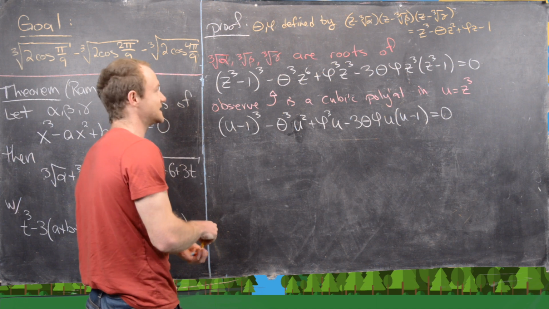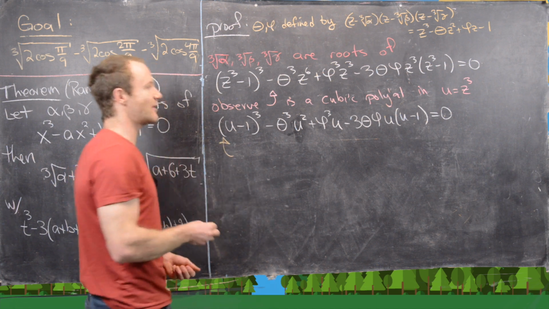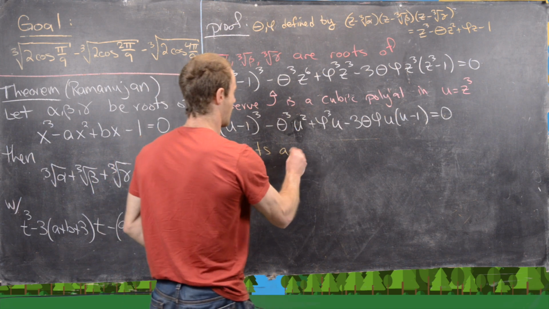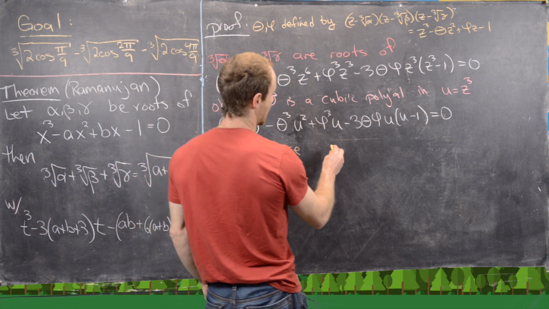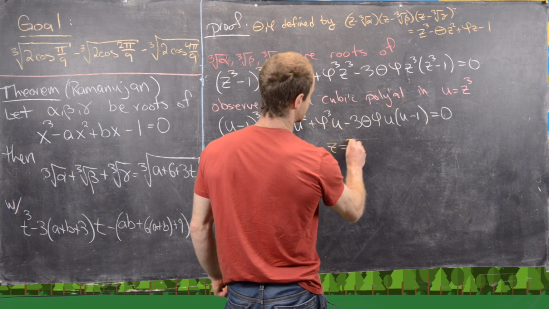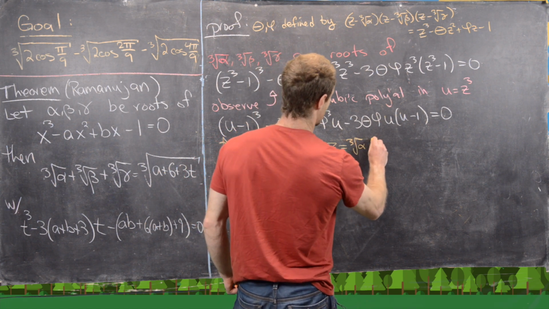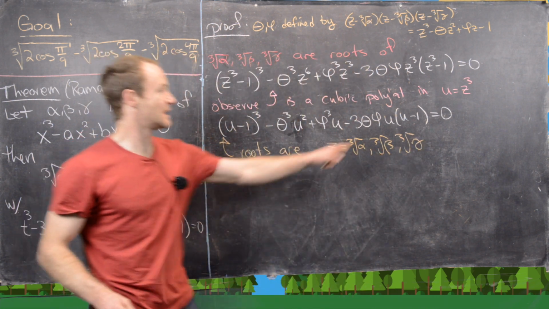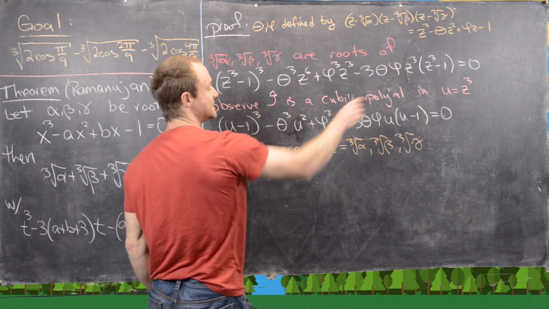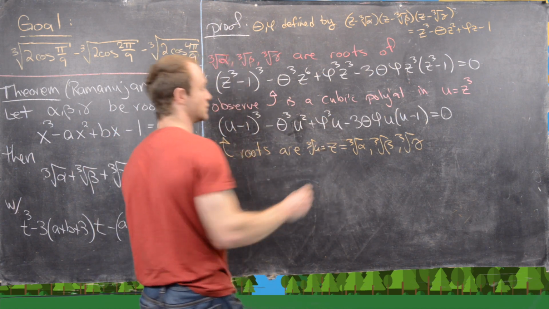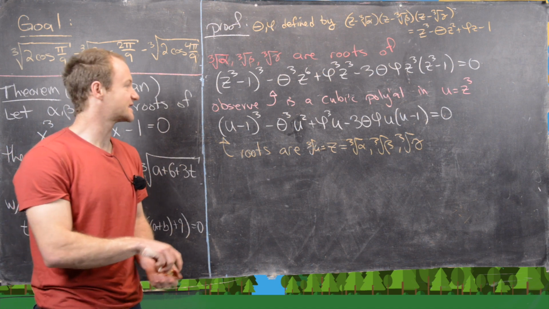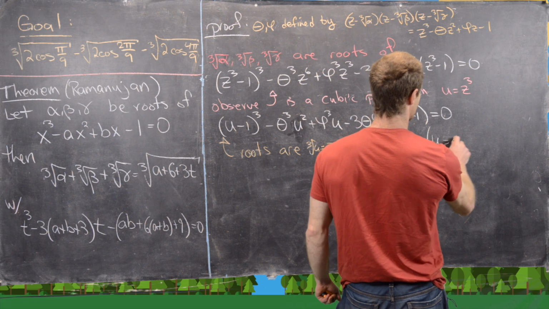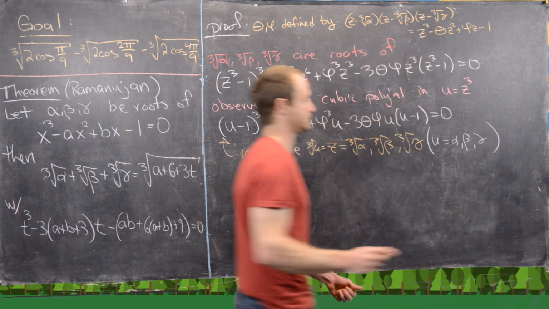Great. And then the next thing that we want to notice is that we know some of the roots of this. So again, the roots are when z is equal to the cube root of alpha, the cube root of beta, and the cube root of gamma. But then by this equation right here, we see that the cube root of u is equal to z. So that gives us the roots of this in terms of u values. So the roots of this are u equals alpha, beta, gamma.